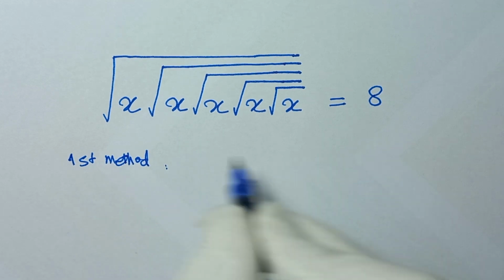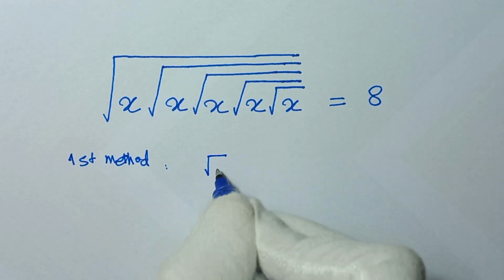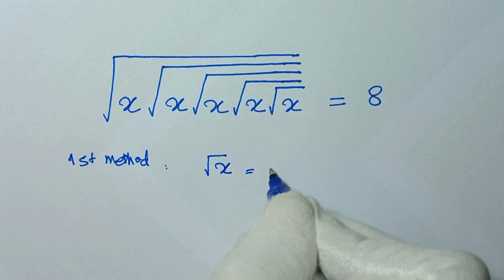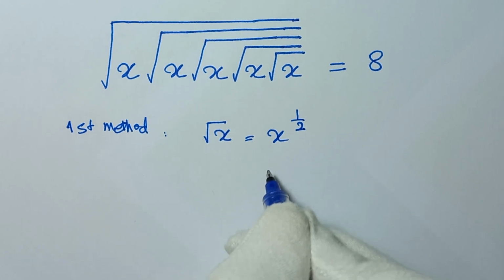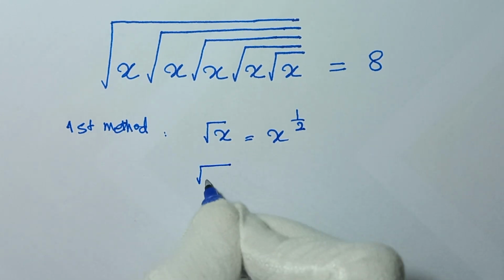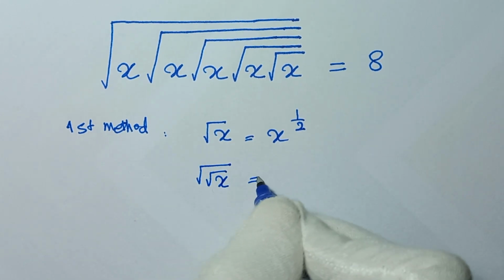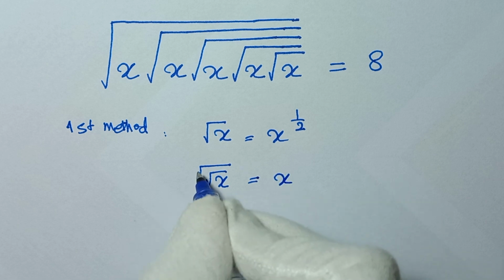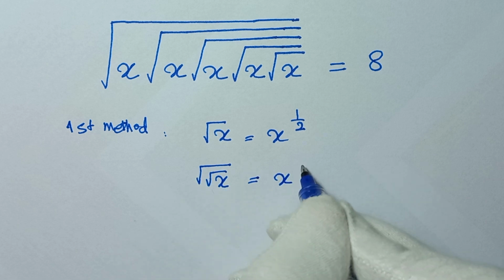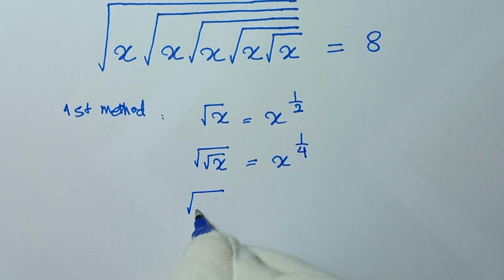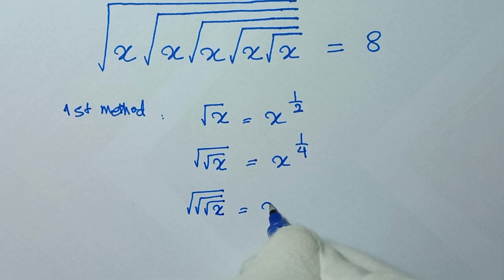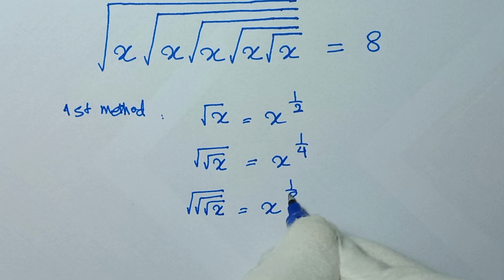as you know, the square root of x is equal to x to the power of 1 over 2, right? And the square root of the square root of x is equal to x to the power of 1 over 2 times 1 over 2, which will be 1 over 4. And the next square root is x to the power of 1 over 2 times 1 over 2 times 1 over 2, and it will be 1 over 8.